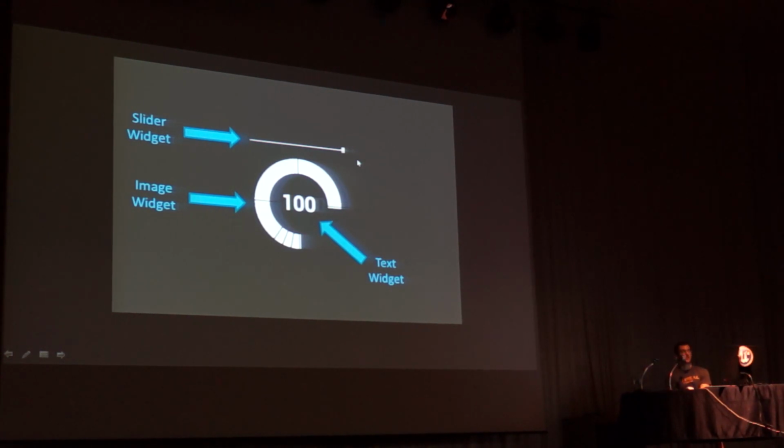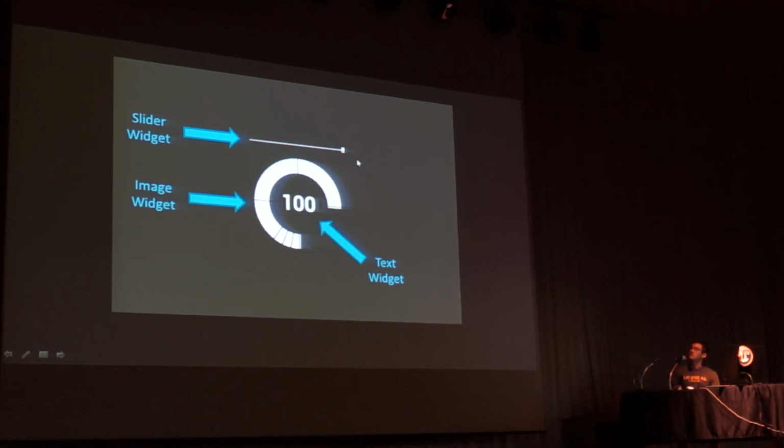This is a radial display in the center of the screen. It's built from 3 parts. There is a text widget in the center. It is displaying, let's say, the amount of energy in the game. And there's an image widget around it. That is the semicircle.